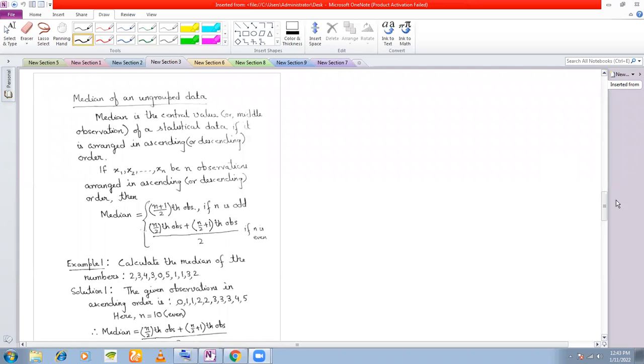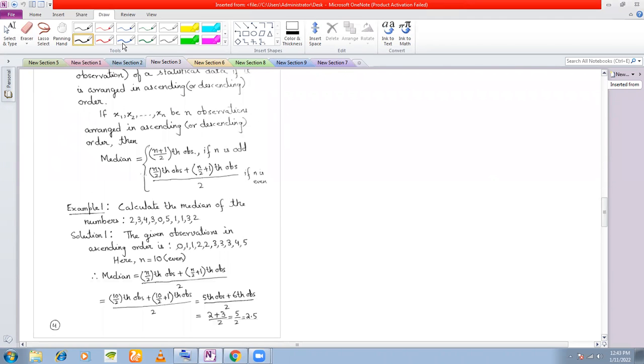Now, if you see median, if x1, x2, xn be n observations given, then the median you calculate by this formula. You will have to see how many observations are given to you. If the number of observations given to you is odd, suppose 5 observations are given to you, then 5 is odd, then you are going to use this. That means the median will be n by 2 plus 1th observation.